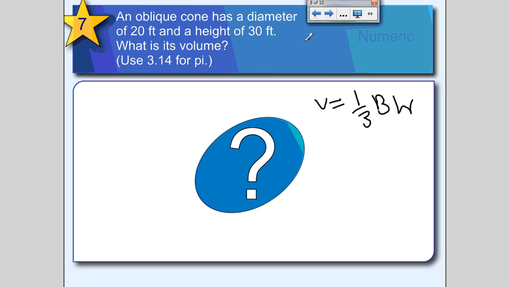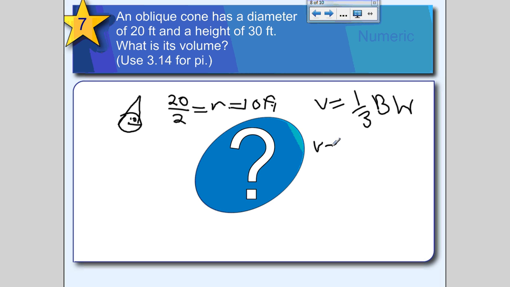Okay? An oblique cone has a diameter. So now we're doing a cone, with the same formula, 1/3 base times height. But since we're doing a cone, we know our base is a circle. Alright? So we got 20 feet and 30 feet. So diameter 20 feet and a height of 30 feet. To find the area of a circle, we have to use half of the diameter, so 20 divided by 2 gives me a radius of 10 feet. And you all know we have to do that first.